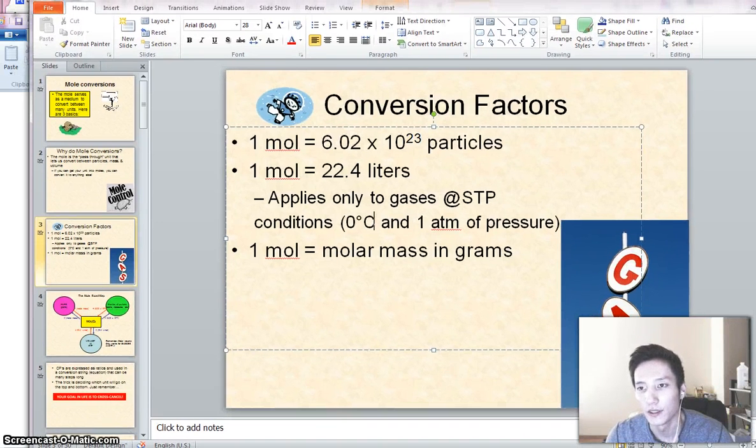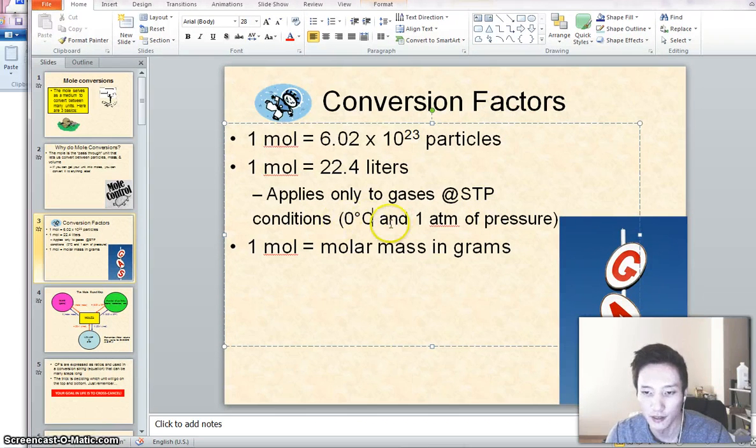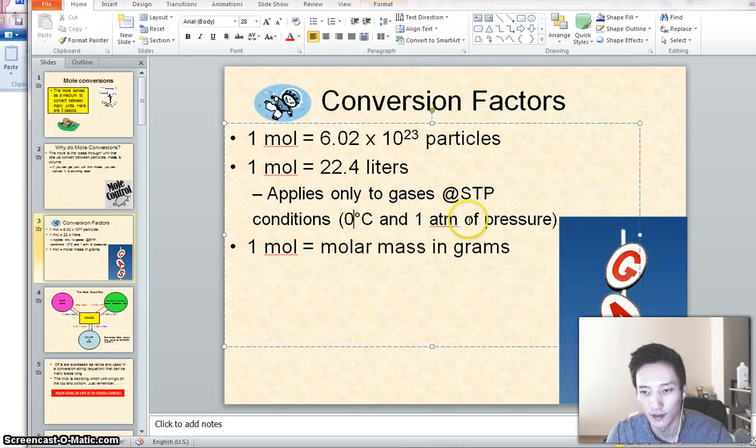So instead, we just have a standard value that we all refer to, or all chemists do, which is STP, 0 degrees and 1 atmosphere. These actual values aren't that important right now. Later on, it will be important. So just keep this in mind.